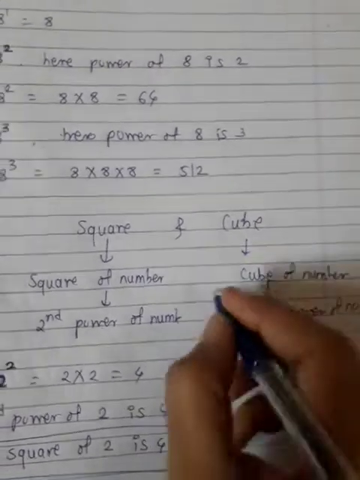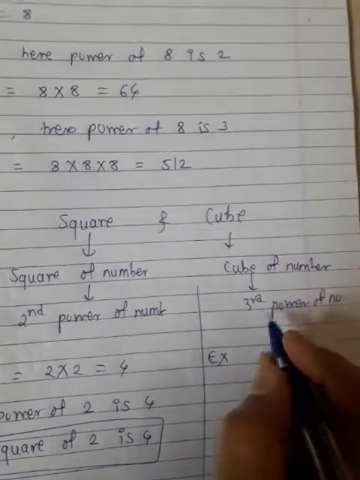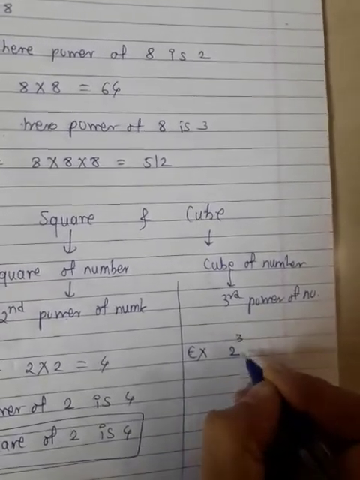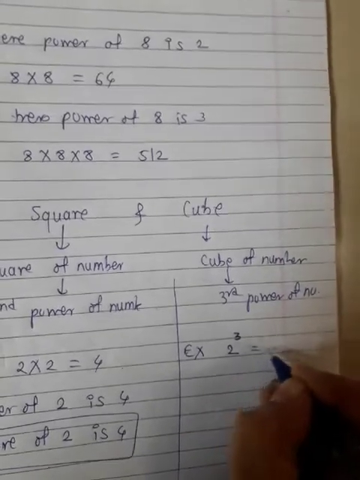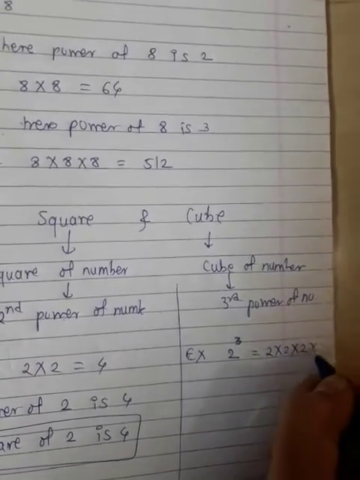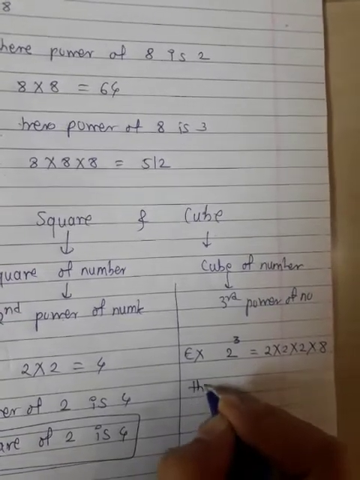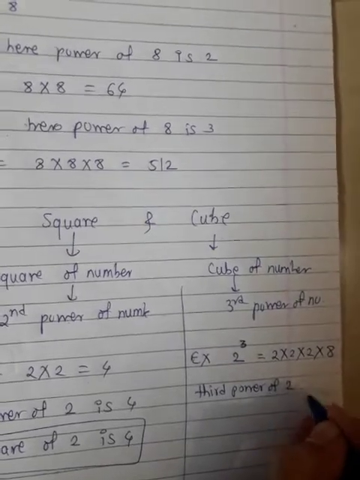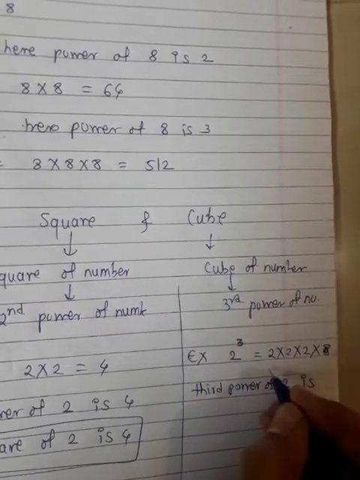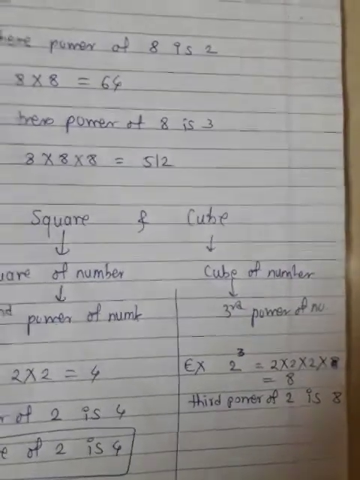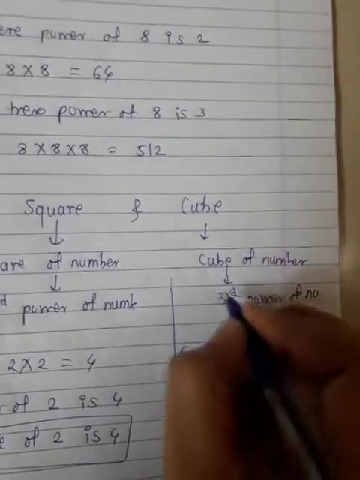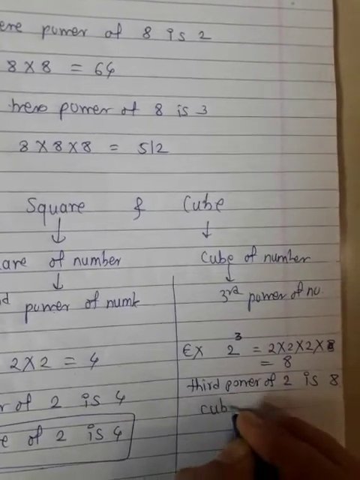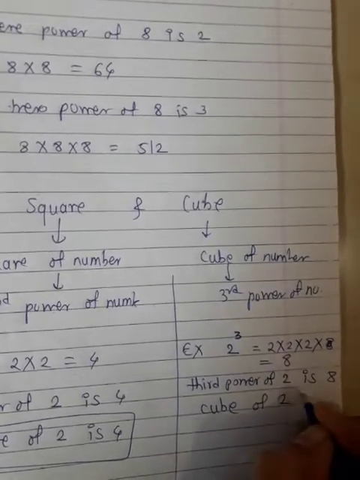See here, cube. We have the third power of a number. Suppose I take number 2 and its third power. So here the third power of 2 gives you 2 into 2 into 2, that is 8. The third power of number 2 is 8. And we know the third power of a number means the cube of the number. So the cube of 2 is 8.